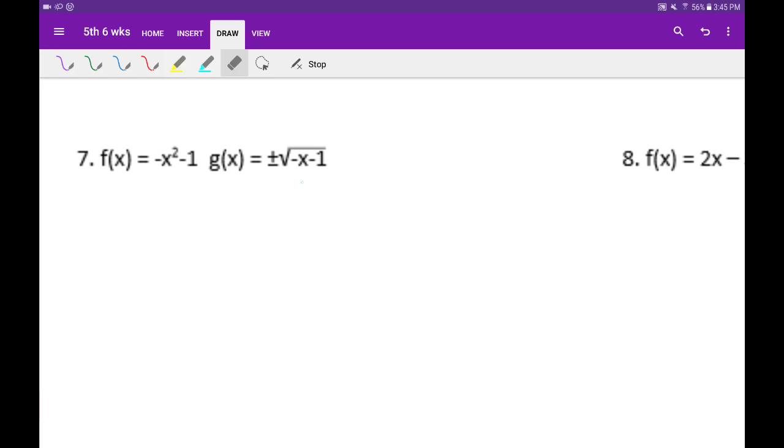We have both a quadratic and a square root. So it's possible that these are inverses. So we have to go ahead and do our composite and see if they work out.